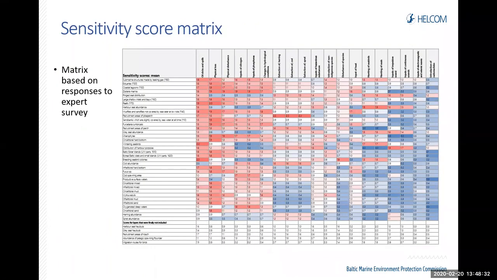So here is the sensitivity score matrix. It's a really big table, almost 700 sensitivity scores. So it's been a really big task to compile all this information, and it's mainly built on results of expert survey and also literature review and such.